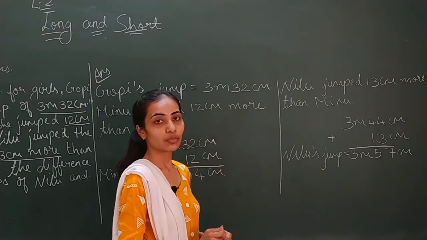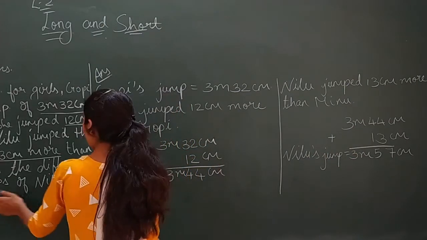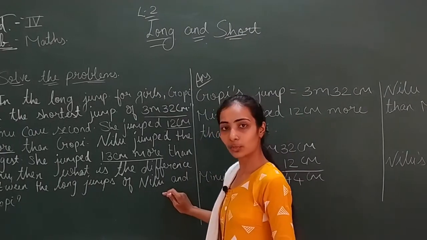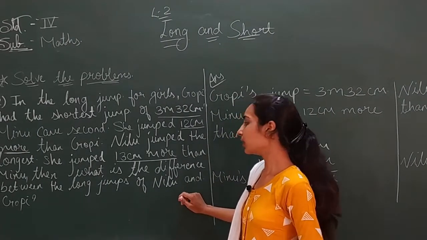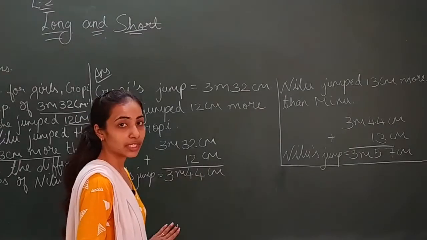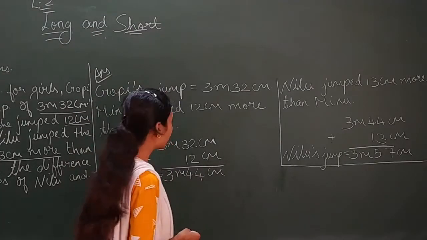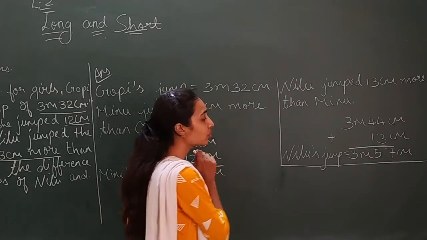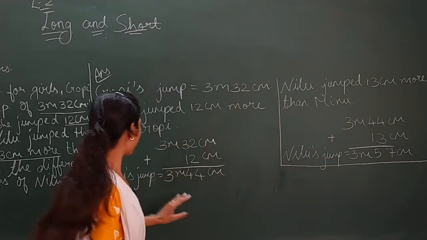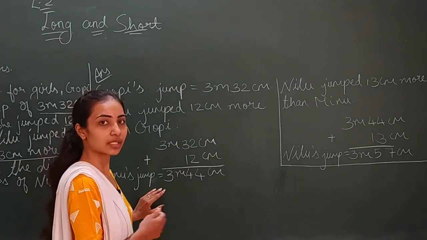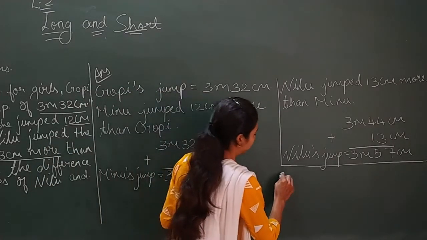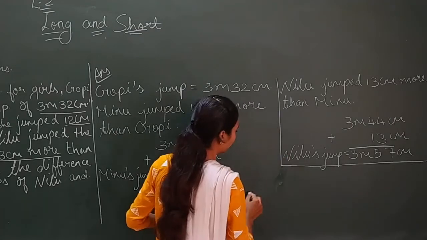Now we need to find the difference of what is the difference between the long jumps of Nilu and Gopi. So we need to find the difference of Nilu and Gopi's jump. Let us find the difference between Minu and Nilu. First, whose jump is longest? Nilu's jump is longest. And Minu is jumping less than Nilu, so Nilu will come first because it is more.